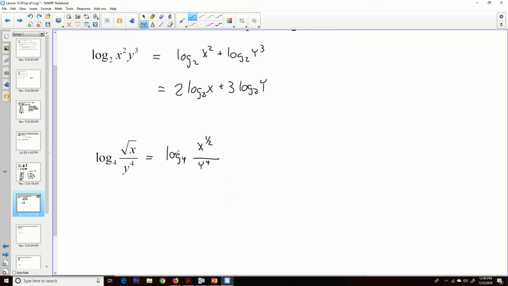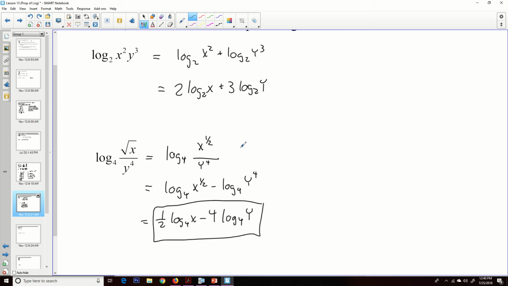Okay, now because it's a quotient instead of a product, we can expand this with a difference. So log base 4 of x to the 1/2 minus log base 4 of y to the 4th. And just like we finished up with the last one, we're going to take those exponents and bring them down. So we're going to get half log base 4 of x minus 4 log base 4 of y. And that will be our final answer for that one.